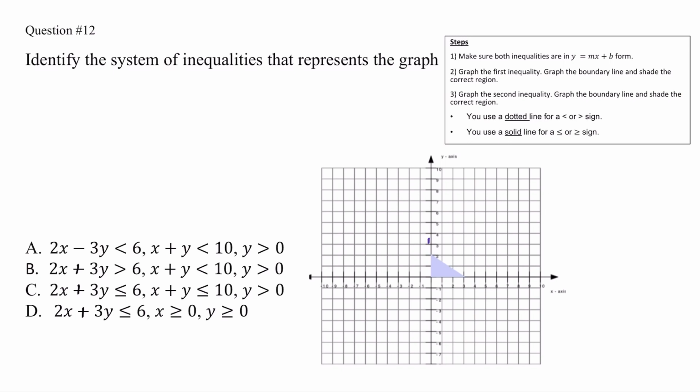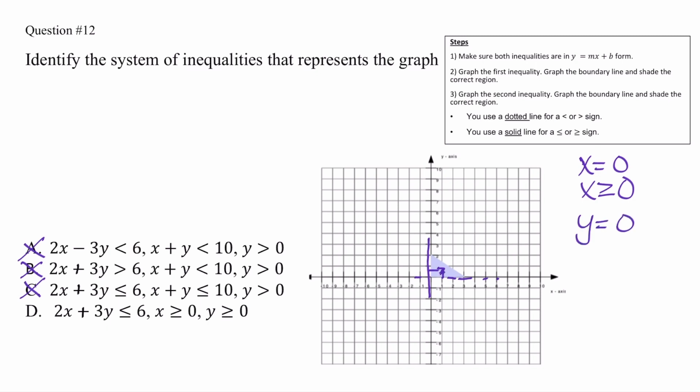region. So one boundary line is the y-axis. The y-axis has the equation x equals 0. Notice that everything to the right of that is shaded, so we can say that's x is greater than or equal to 0. So we're going to eliminate any answer choice that does not include x is greater than or equal to 0. Another boundary line is the x-axis, which has the equation y equals 0.